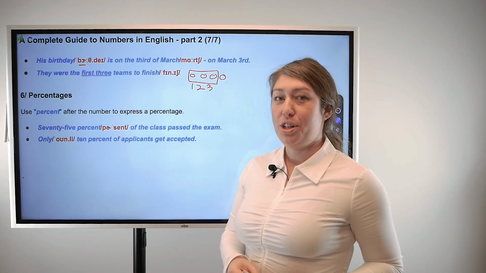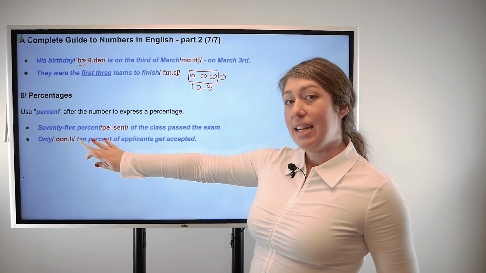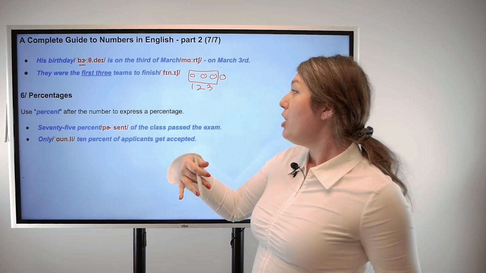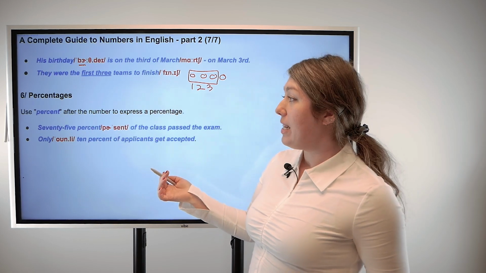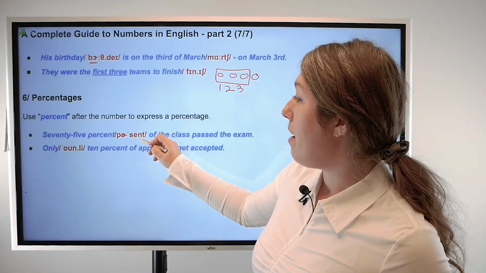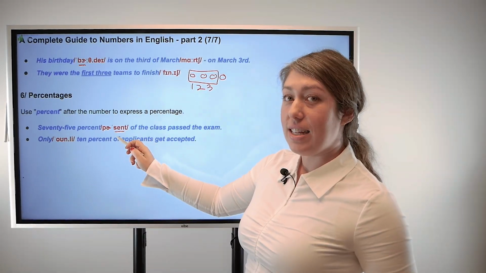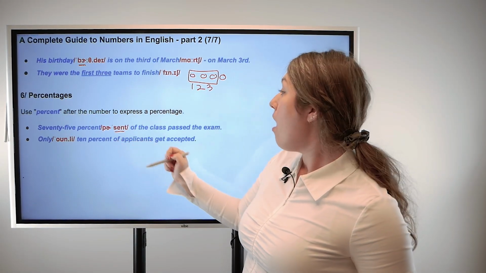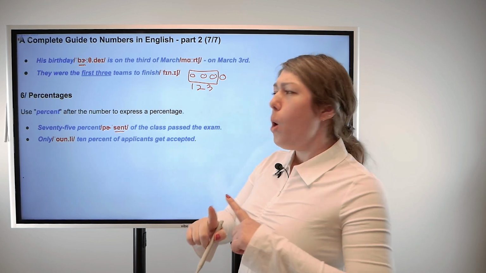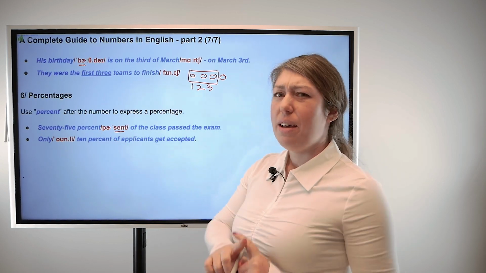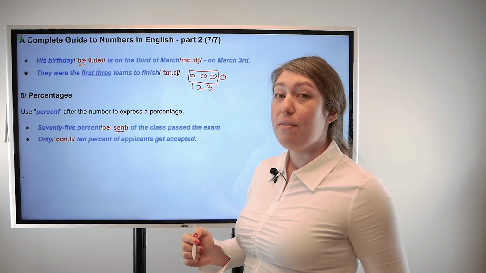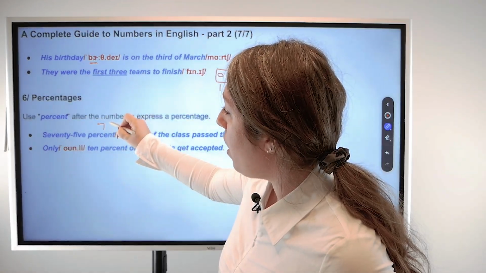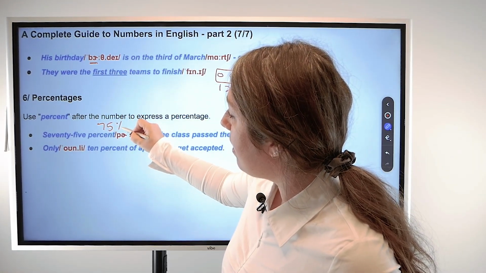Now let's look at percentages. We add the word percent after the number to express a percentage. For example, 75%, emphasis on the second syllable, percent of the class passed the exam. We don't put an S here. We don't say 75 percents. We say 75 percent. We can also write it like this.